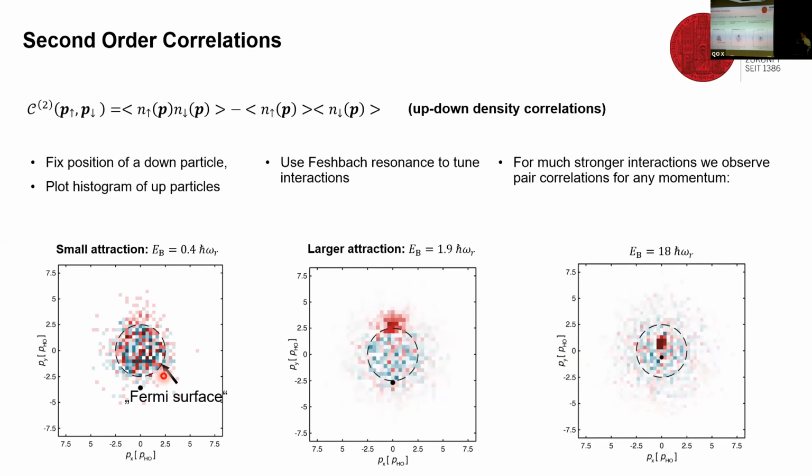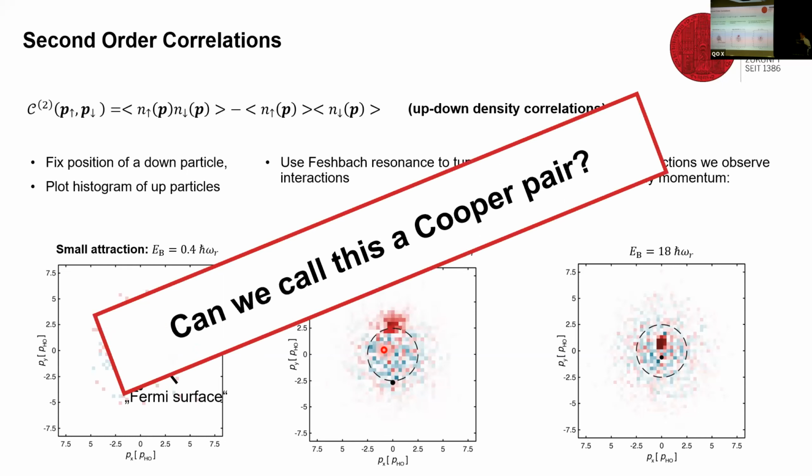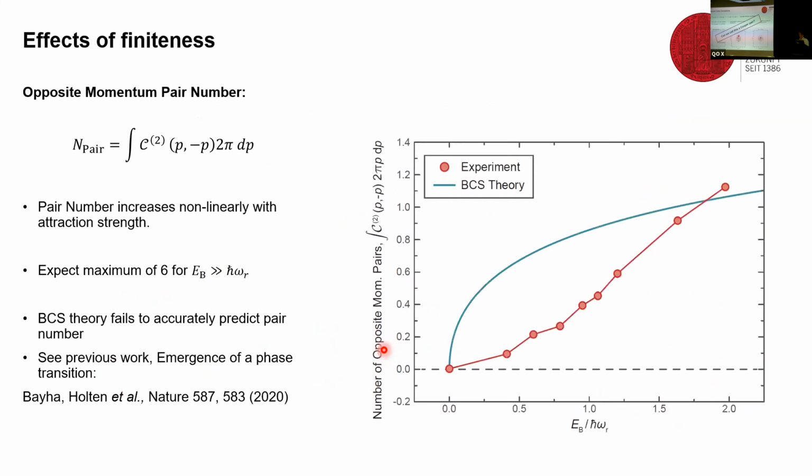Okay. And so now the question is really this: for this intermediate interaction strength, we can see that correlations are predominantly present on the Fermi sphere. And our question is, can we call this a Cooper pair? Can we call this the observation of Cooper pairs? At least to our knowledge, we don't know that this has ever been observed in such a direct way, with actual pairs in momentum space, as a p, minus p correlation.